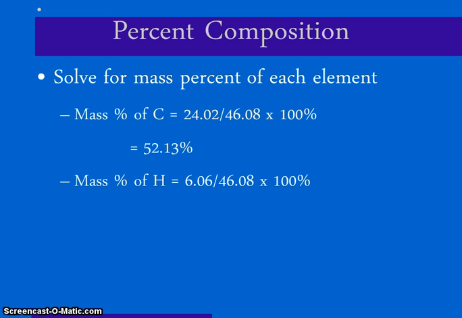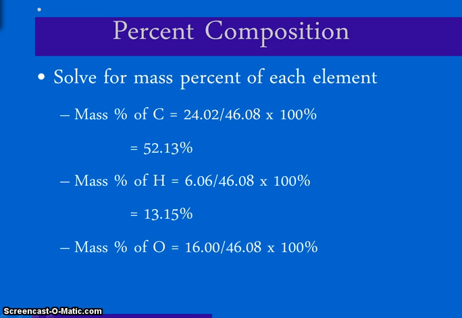We would do the same thing for hydrogen. The mass we determined to be 6.06. We divide it by the total, 46.08, multiply it by 100, and that would give us a percent of 13.15. Then we would look at oxygen, 16.00 divided by the total of 46.08 times 100, and that would give us 34.72.